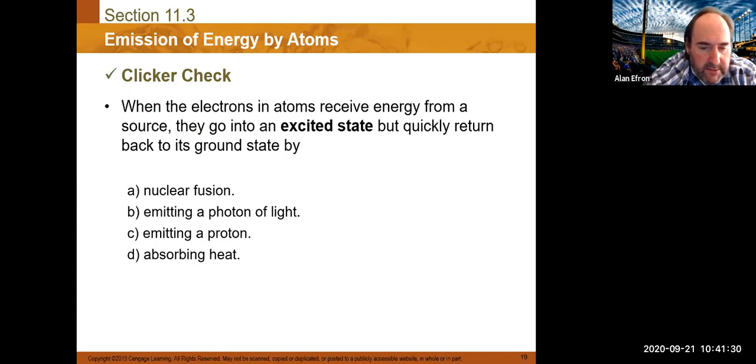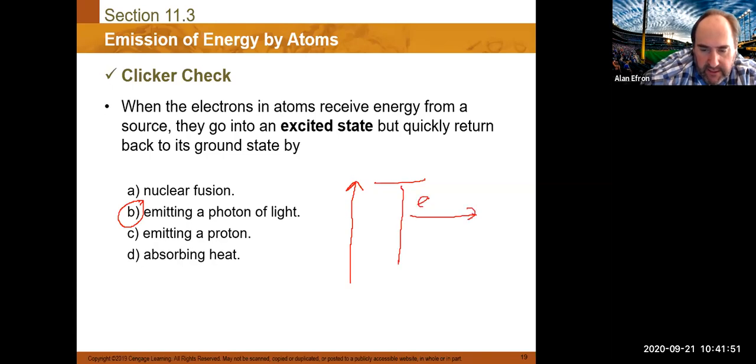So when electrons and atoms do receive energy, they go into that excited state, but they quickly want to get to that lowest stable state of energy. And that is done by emitting a photon of light. Again, if something goes higher in energy, in order to come back down, it's got to give off that energy in the form of a photon.